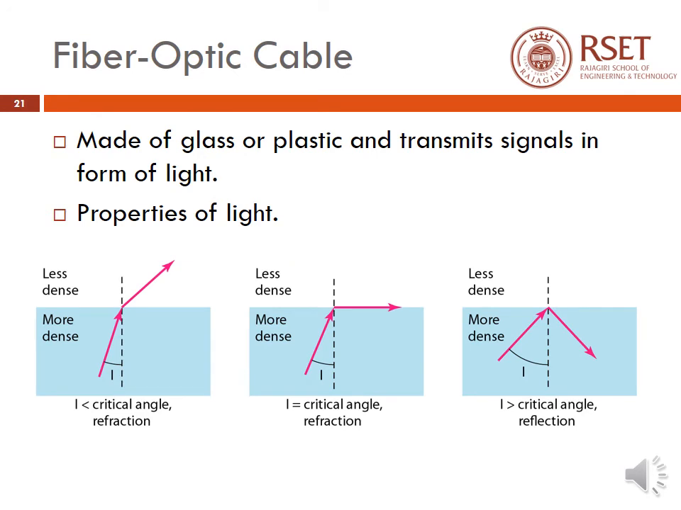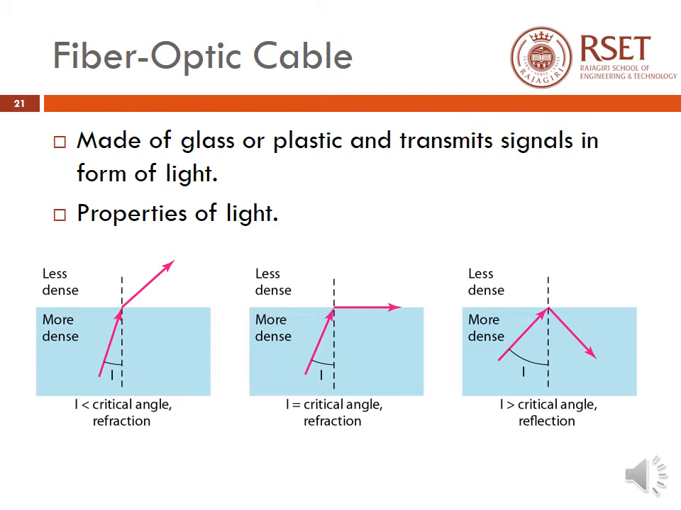A fiber optic cable is made up of glass or plastic and it transmits signals in the form of light. To understand the working of fiber optic cables, first we need to explore some of the properties of light. We know that light always travels in a straight line as long as it is moving through a single uniform substance. If a ray of light is traveling through one substance and it suddenly enters another substance, then there is a possibility of a change in direction of the ray.